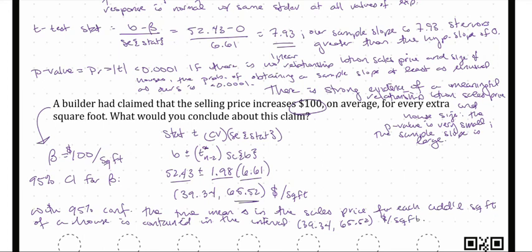I don't know if this interval actually is containing that true mean change or that true slope. The builder could actually be right, and I could just have a sample with an unusually low slope from that true population.